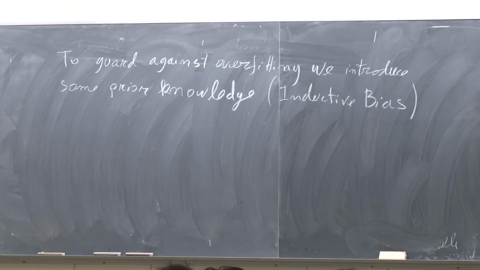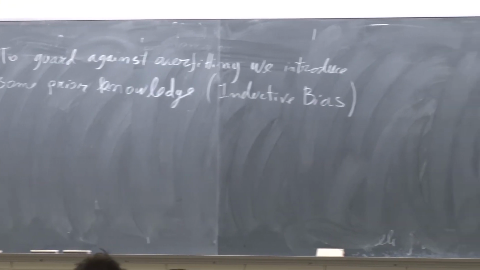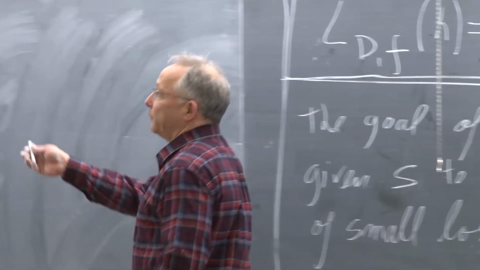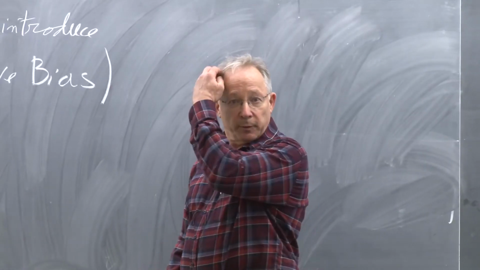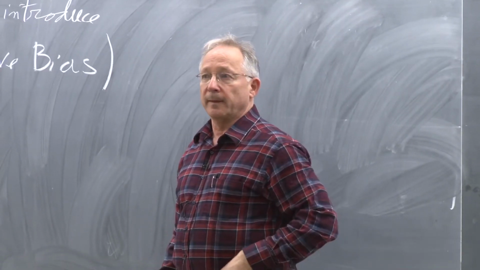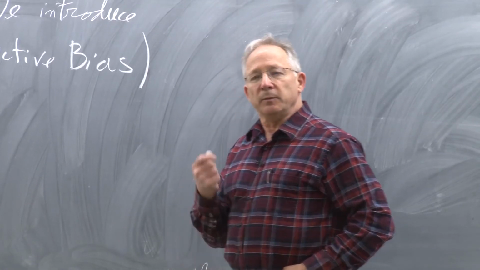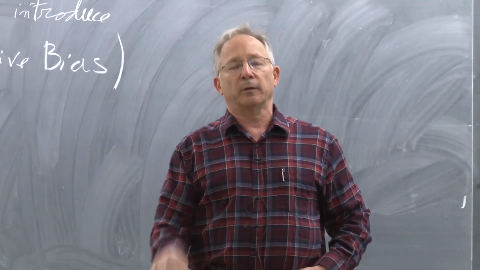We mentioned it last time. We are going to learn from some cases to make induction on other cases. We're doing induction and we have to introduce a bias. Without a bias, we will not be able to learn. So what is going to be our inductive bias? Assume that I now introduce some prior knowledge.